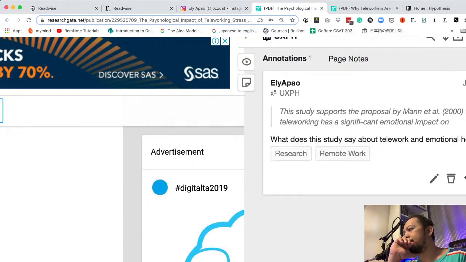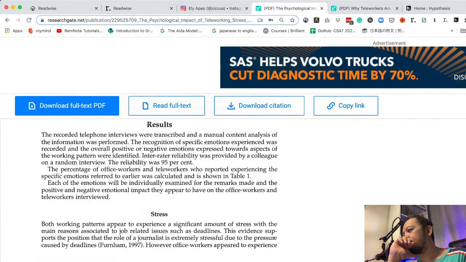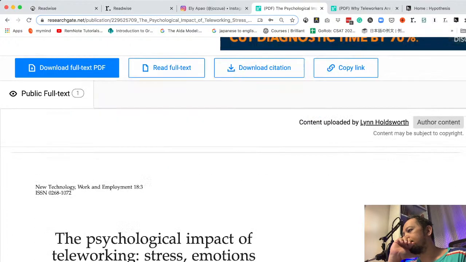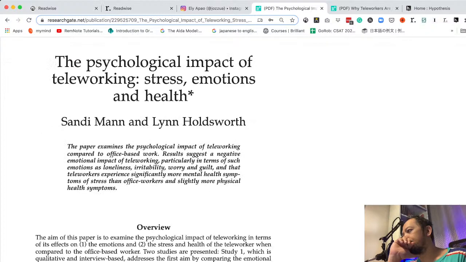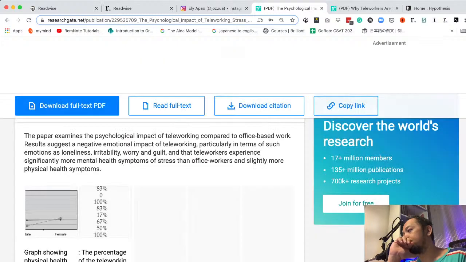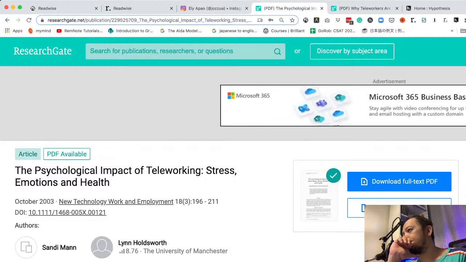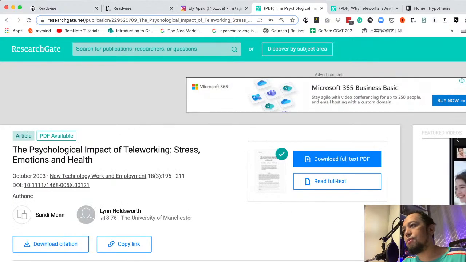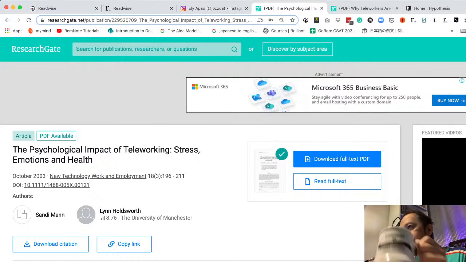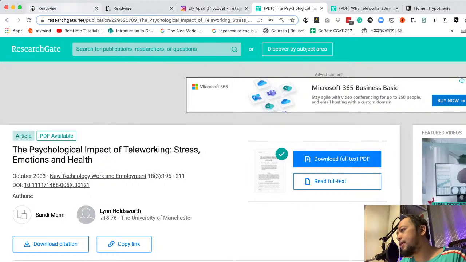This is a study by, oh, it's the same Man and Holdsworth, in 2003. Okay, so this is the kind of work that I should be doing more of: research and then compiling sources. So at least I had something here in the collection.